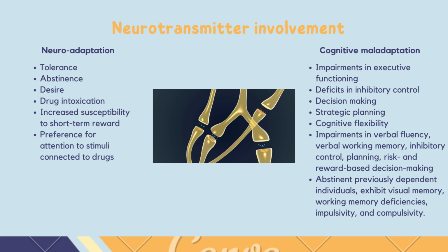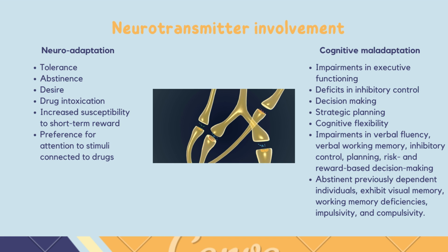Cognitive maladaptation in substance users includes things like an increased susceptibility to short-term reward and a preference for attention to stimuli connected to drugs. As previously mentioned, opioids have been linked to a variety of cognitive problems, both during and after periods of chronic usage. Research has revealed impairments in executive functioning. Some of them include deficits in inhibitory control, decision-making, strategic planning, and cognitive flexibility.